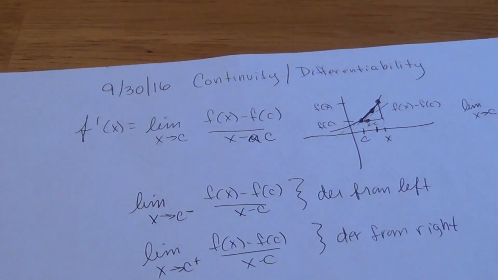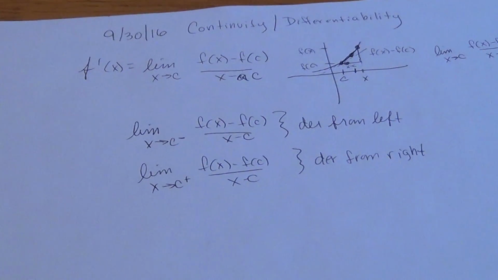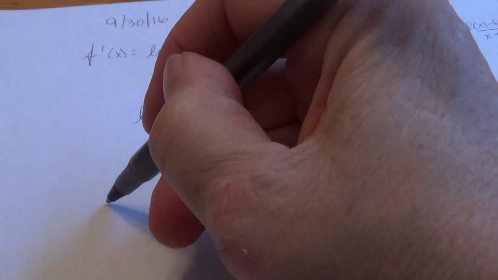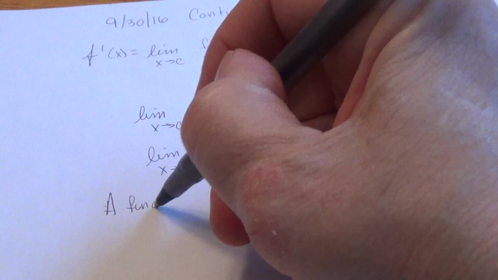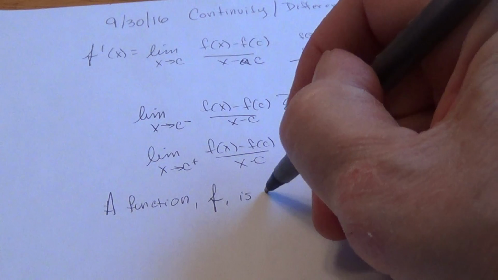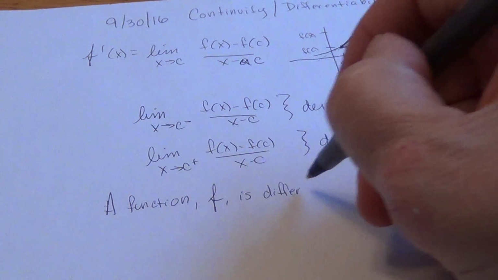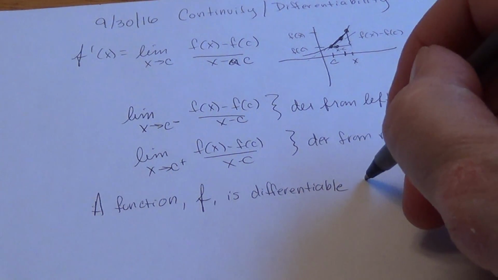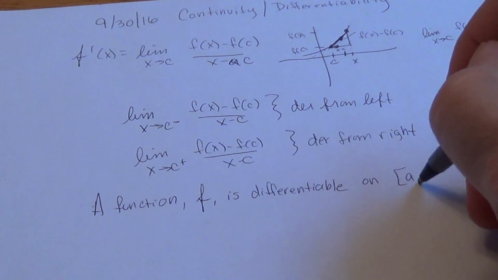We're going to look at a derivative from the left and a derivative from the right. The reason we need that is that we're going to define differentiability on a closed interval. So we're going to say a function f is differentiable on the closed interval a, b.